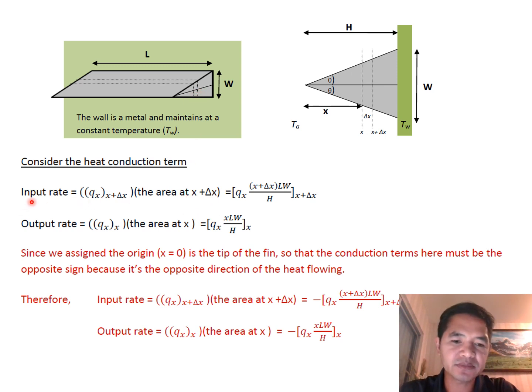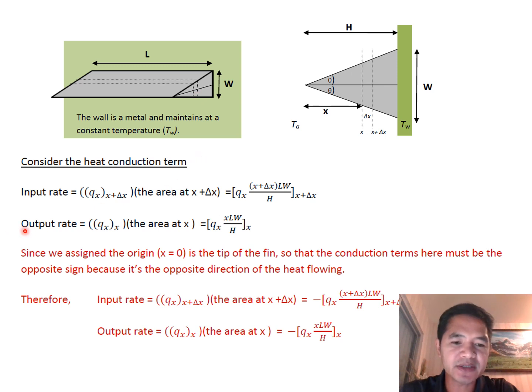For the input rate, the input rate is q times the cross-section area at x plus delta x, as I said. That cross-section area is L times W times (x plus delta x) over h, which is the cross section at this length. I'm going to show you this length in the class.